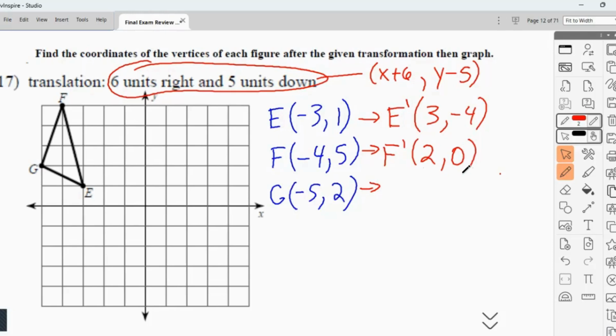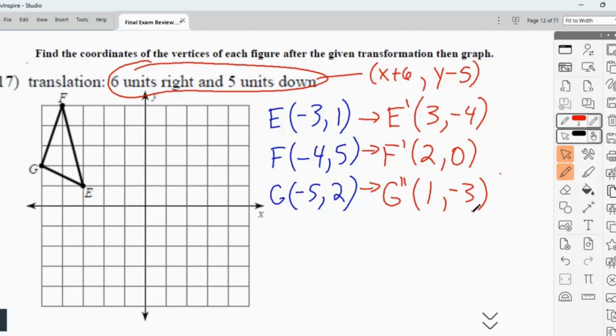And then G prime, I'm going to go with, I can use my head on this one. 1. And then right here, we're going down 5. So it's going to be -3. Okay, awesome. Trying to take my time, make sure we look good on this and make sure we don't screw it up. So we got the new coordinates. Find the new coordinates and so let's go for it.